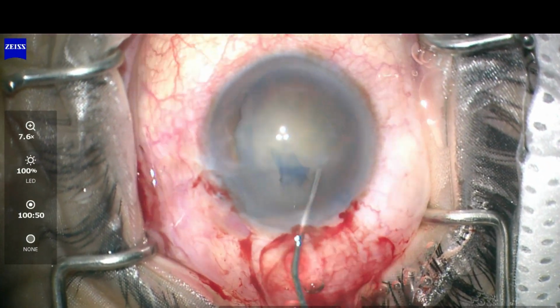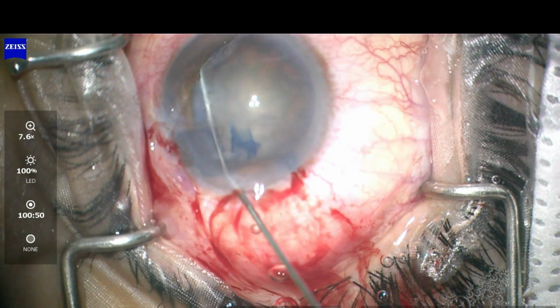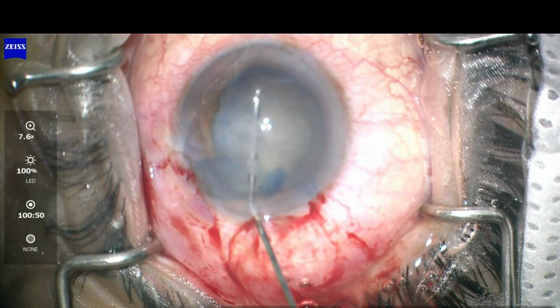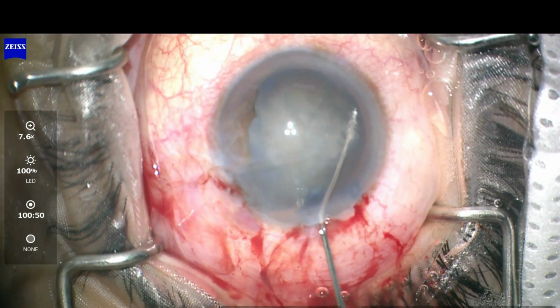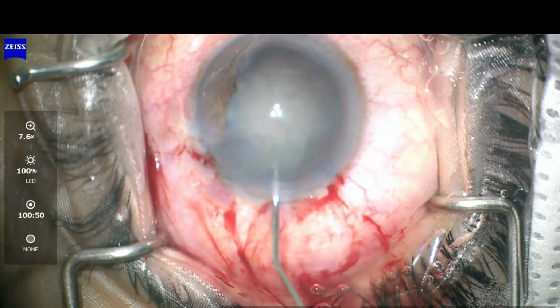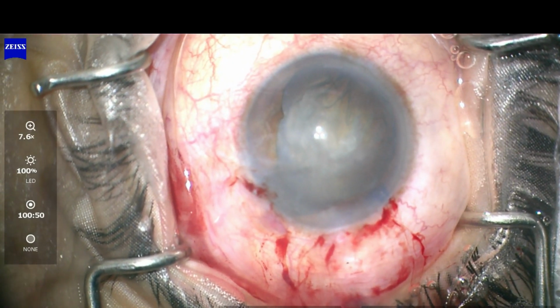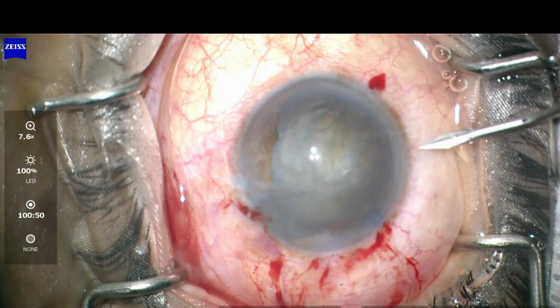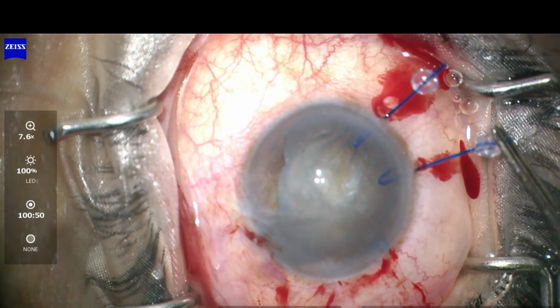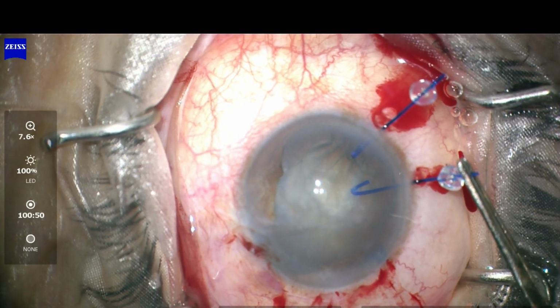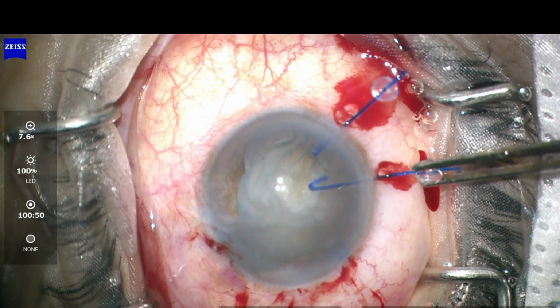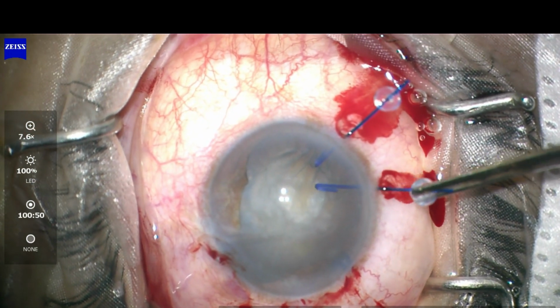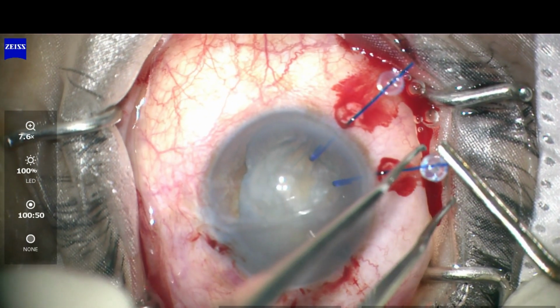a gentle hydrodissection and delineation is being done and the nuclear movement is being ensured. After that, I am securing the anterior capsular margin where there is subluxation with iris hooks. Since the capsular hooks are not available with me, I am using iris hooks.